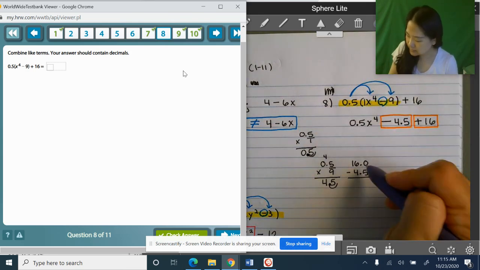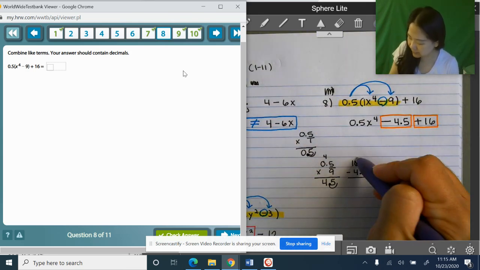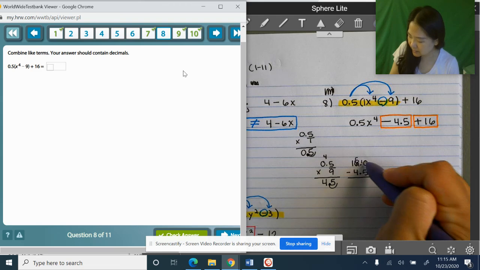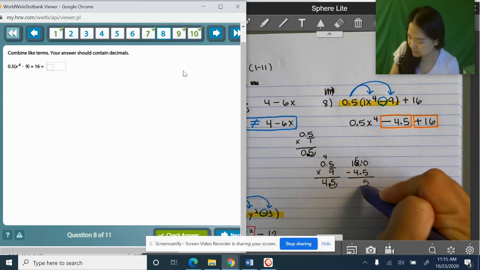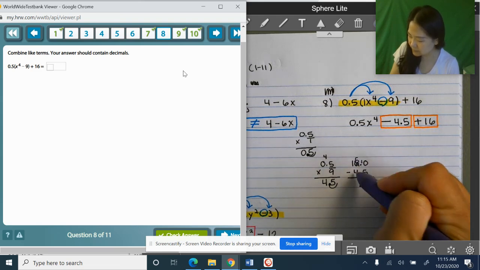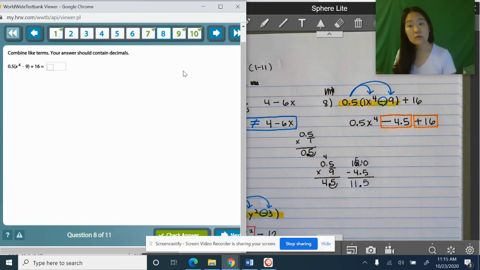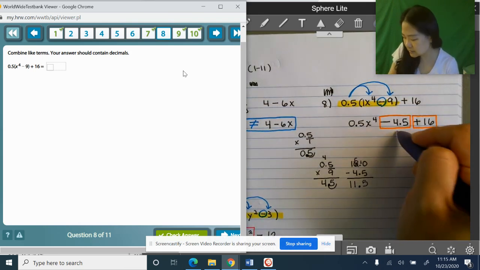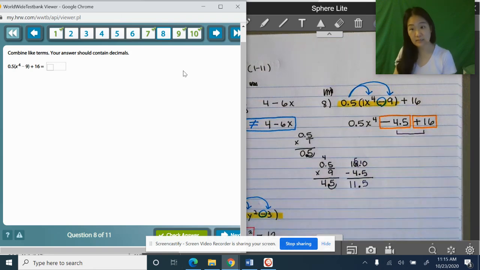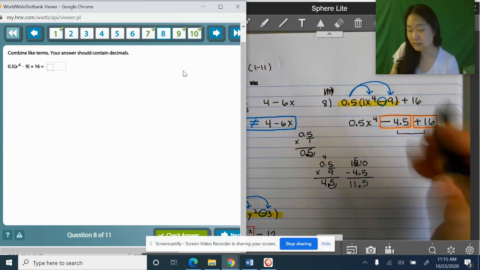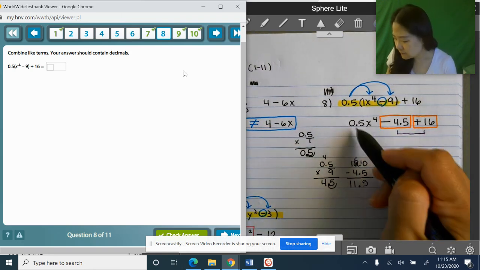So I need to borrow, so 5 and a 10. 10 minus 5 is 5. Bring down the decimal point. 5 minus 4 is 1. And then 1 minus nothing is 1. So this value right here is 11 and 5/10. So your final answer is going to be this.